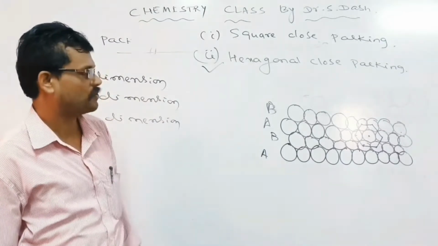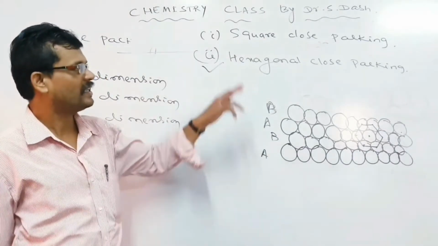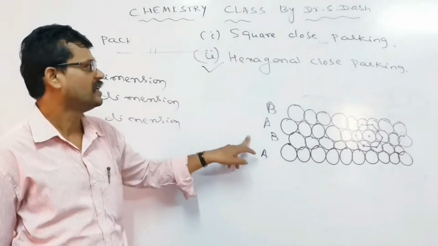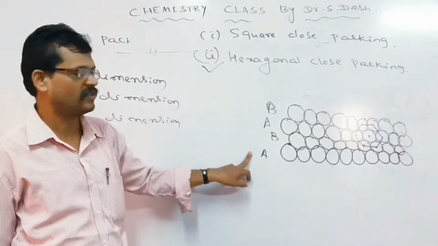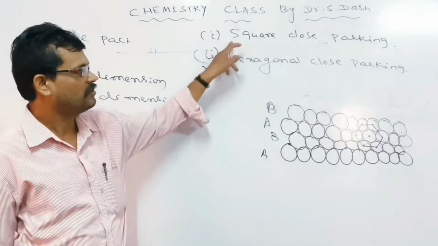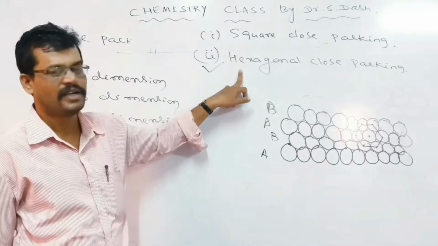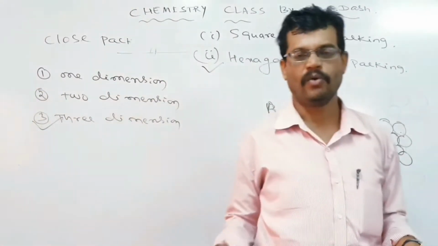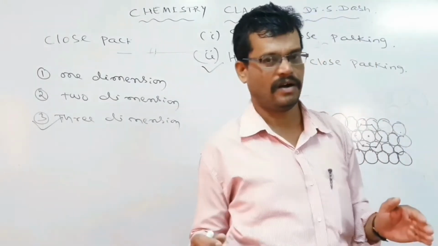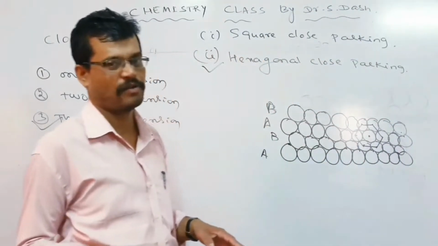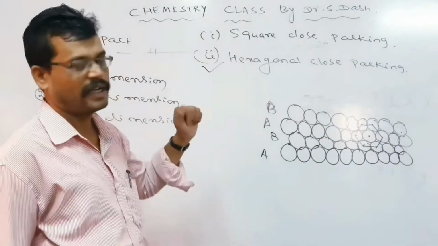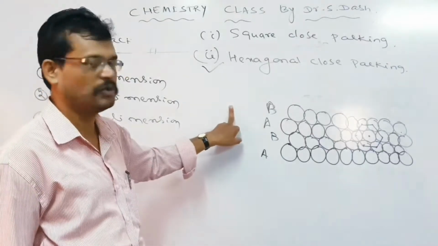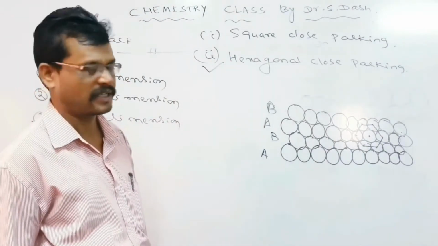If we compare this with square close packing, whose efficiency is around 50%, in hexagonal close packing the efficiency is around 60%. So out of these close packing arrangements, hexagonal close packing is better, where more space is occupied and less space is left over. In terms of efficiency, hexagonal close packing is found to be better than square close packing.